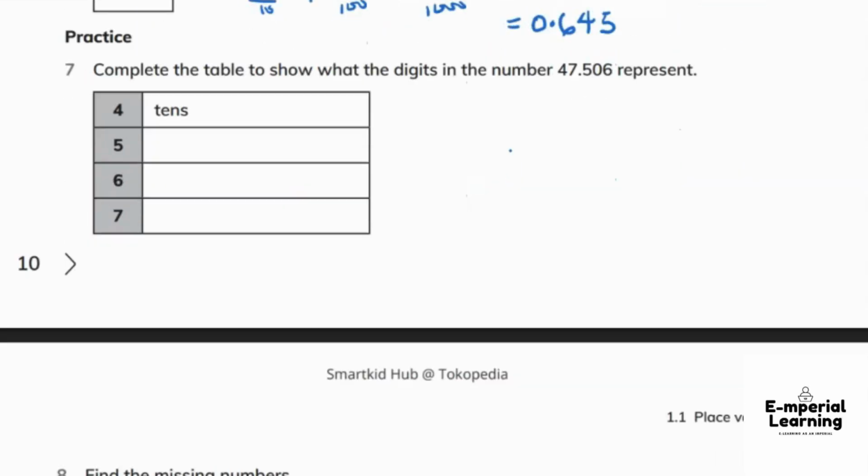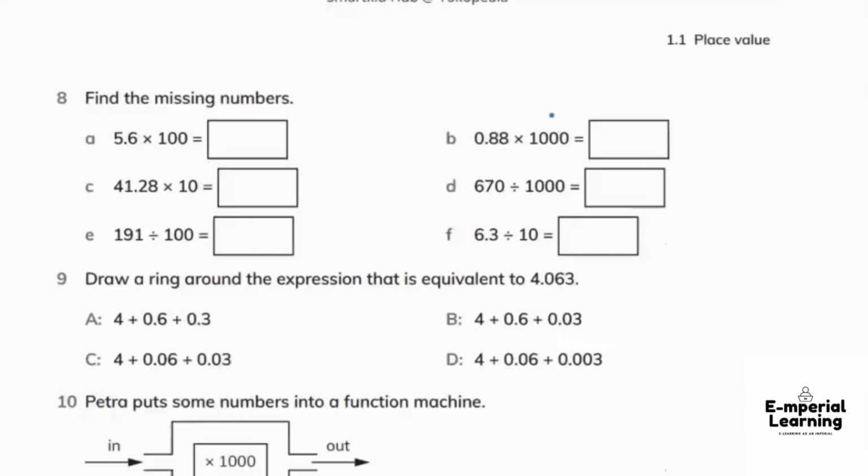Okay, so complete the table to show what the digits in the number 47.506 represent. So 4 represents the tens position, 5 represents the tenths position, 6 represents the thousandths, and 7 represents the ones place.